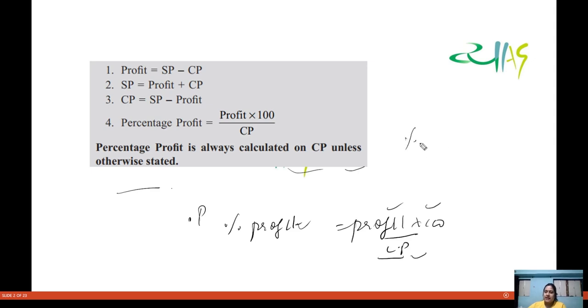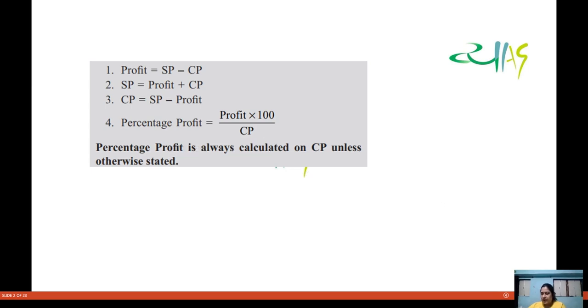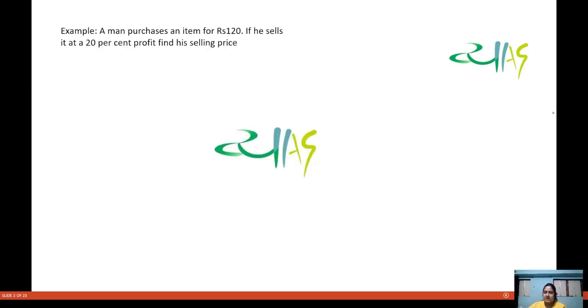Now, always when you are simply given that find out the percentage profit, then you will do profit into 100 divided by cost price. So we take it as given that percentage profit is asked relative to cost price. When it is asked relative to selling price, then it will be stated in the question. So always remember, percentage profit is equal to profit divided by cost price into 100. So that is it.